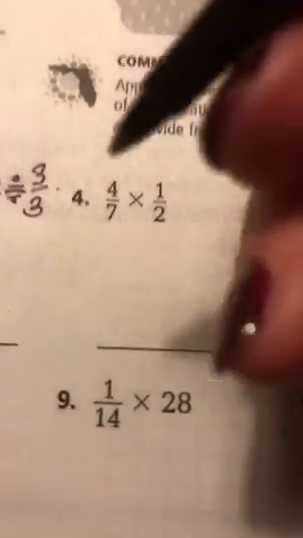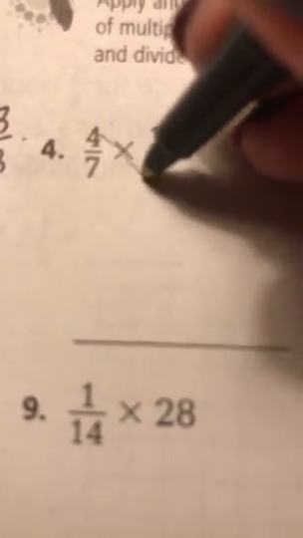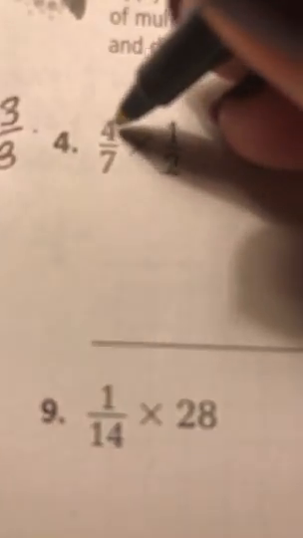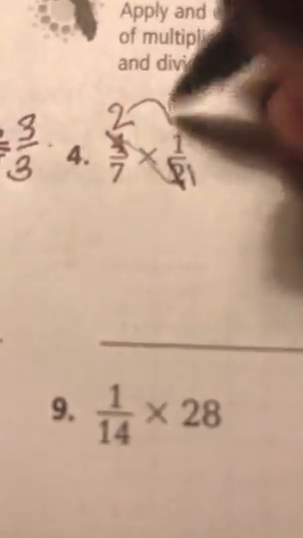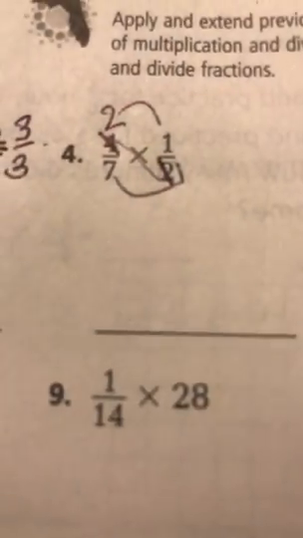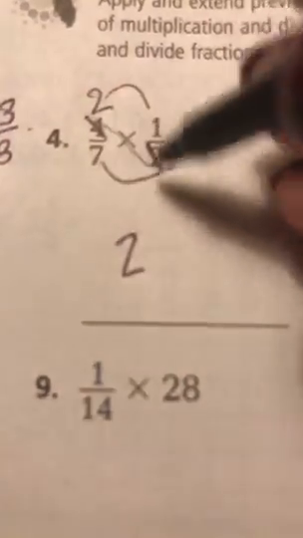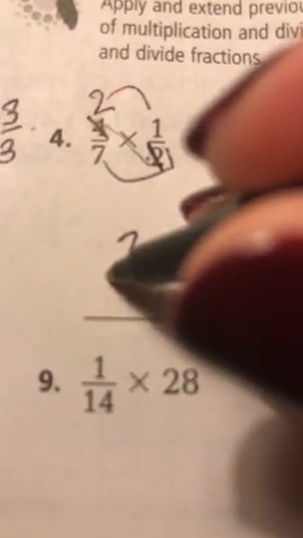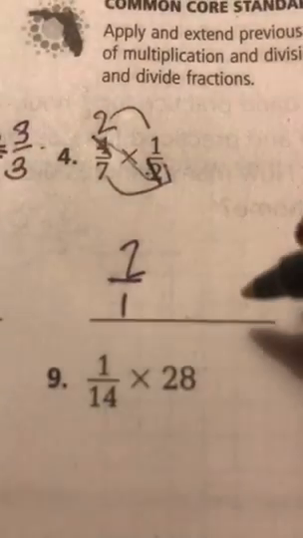Okay, look at number 4. You can do what I just told you here, because these two across from each other share a common factor of 2. You can reduce them by dividing both of them by 2. So 4 divided by 2 is 2, and 2 divided by 2 is 1. Now I have a much simpler answer. 2 times 1 is 2, and 7 times 2 is, no, 7 times 1, because I reduced.